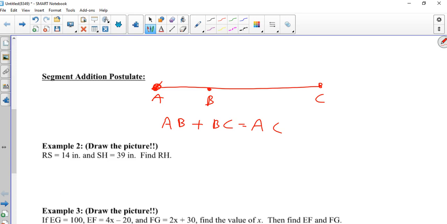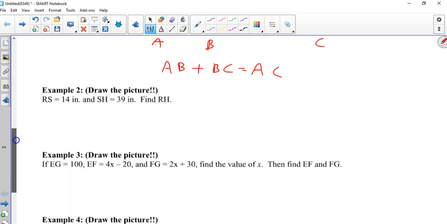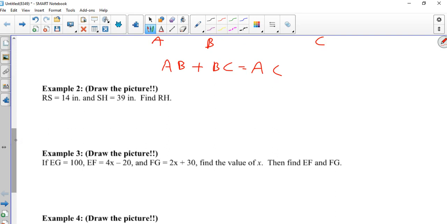Given 2 points A and C, a third point B lies on the line segment AC, if and only if the distances between the points satisfy the equation AB plus BC equals AC. Well, that's the bottom line. That is the postulate right there. So, example 2, draw this picture. RS is 14, SH is 39, find RH.